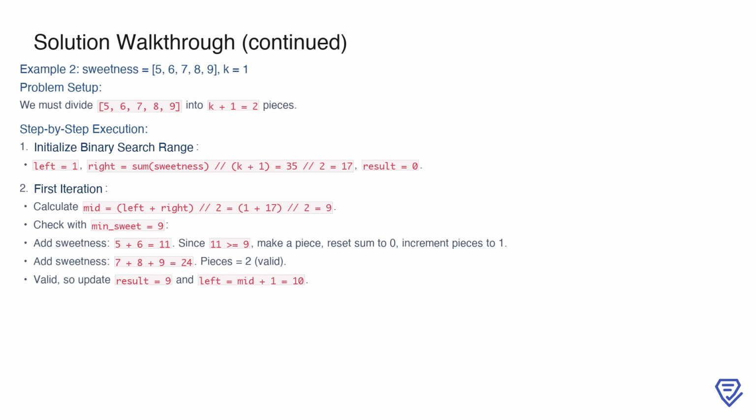In the first iteration, we calculate the midpoint as 9 and check if dividing the chocolate with a minimum sweetness of 9 is valid. Adding the first 2 elements, 5 and 6, gives a sum of 11, which is greater than or equal to 9, so we make a piece, reset the sum, and continue. Adding the remaining elements, 7, 8, and 9, results in another valid piece. This gives us exactly 2 pieces, which meets the requirement. Since this is valid, we update the result to 9 and adjust the range to explore higher values, setting left to mid plus 1, which is 10.